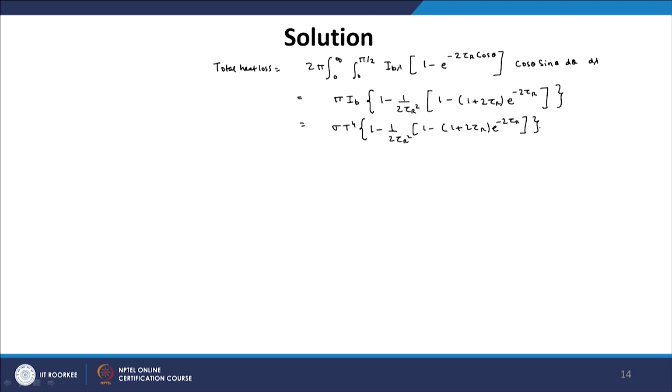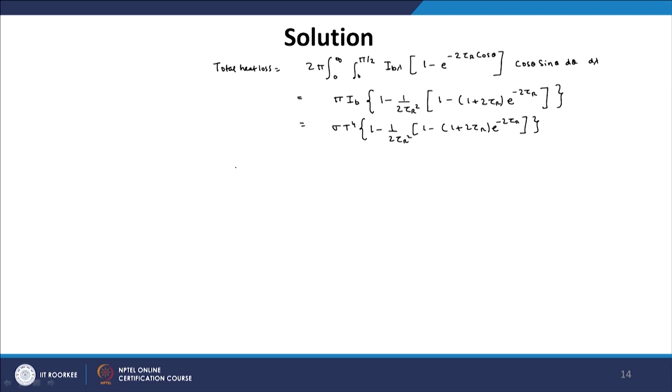So, this is the total heat loss from the surface of the sphere at any location on the sphere. This is per unit area. If you want the total heat loss, we have to multiply by the surface area of the sphere. Now, the other quantity of interest is basically the divergence of heat flux. We have to find out the divergence of heat flux at the two locations.